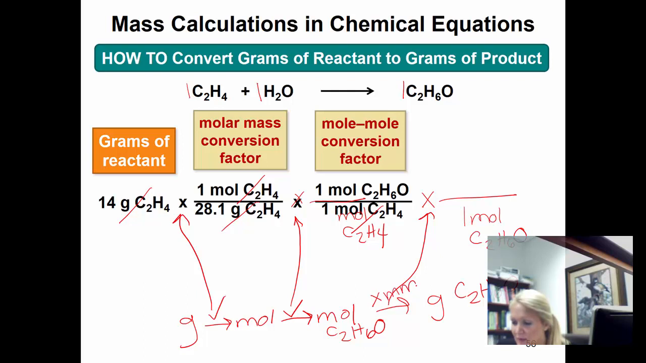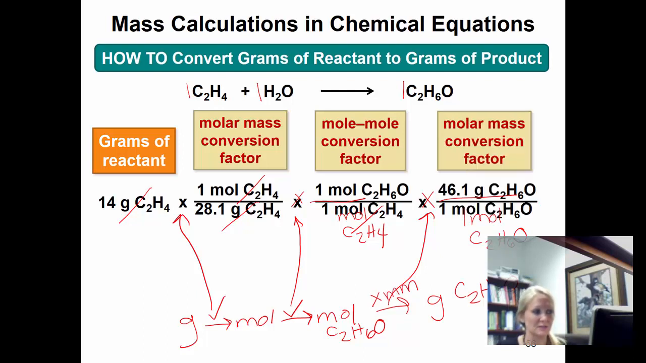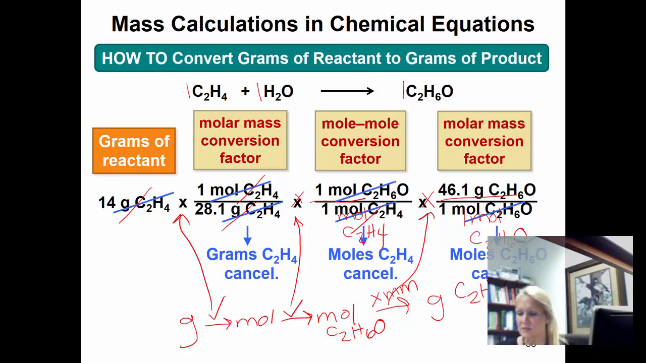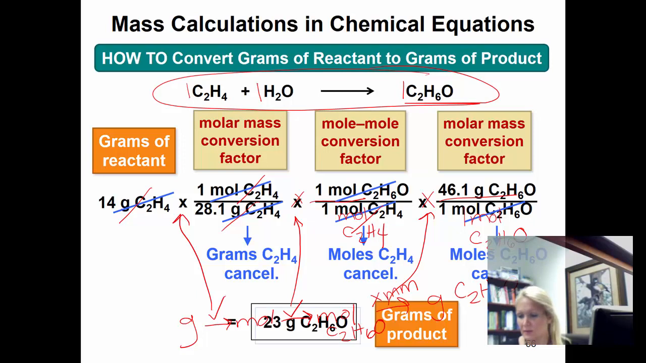multiply times the molar mass. So we add up the molar mass for C2H6O, and it's 46.1. So we multiply 14 times 46.1 divided by 28.1. Okay, everything cancels nicely, the unit and the compound, because we're converting from one compound to a different one using our balanced equation. And our answer is 23 grams C2H6O. That's the mass of the product. So we have 3 steps: grams to moles, moles to moles, moles to grams.